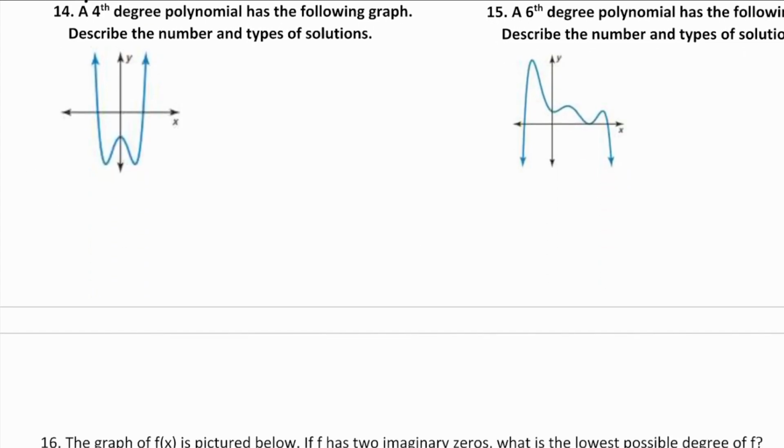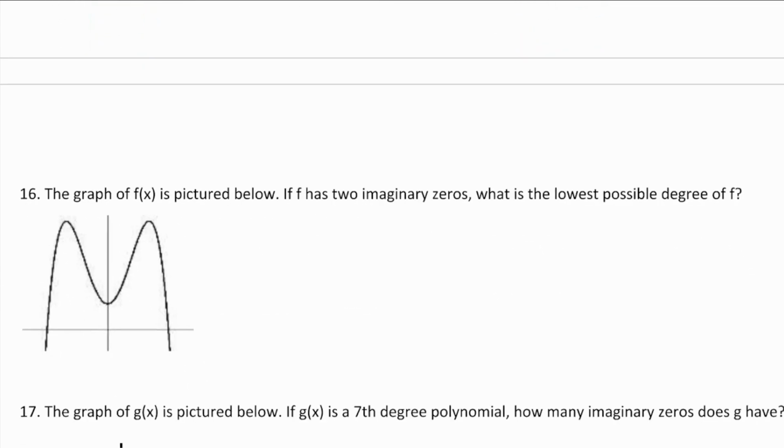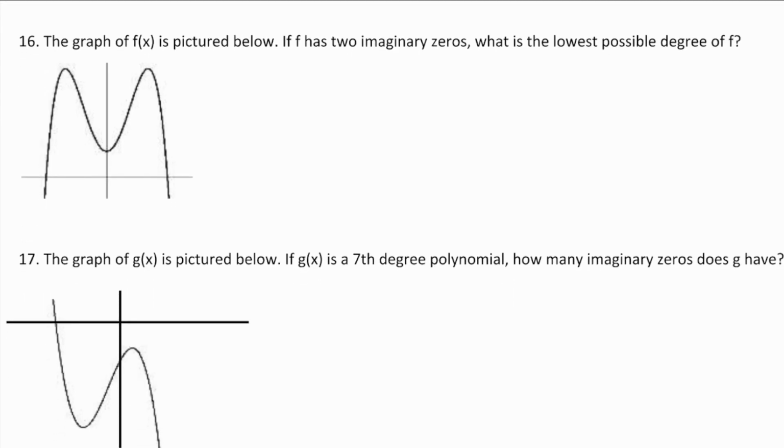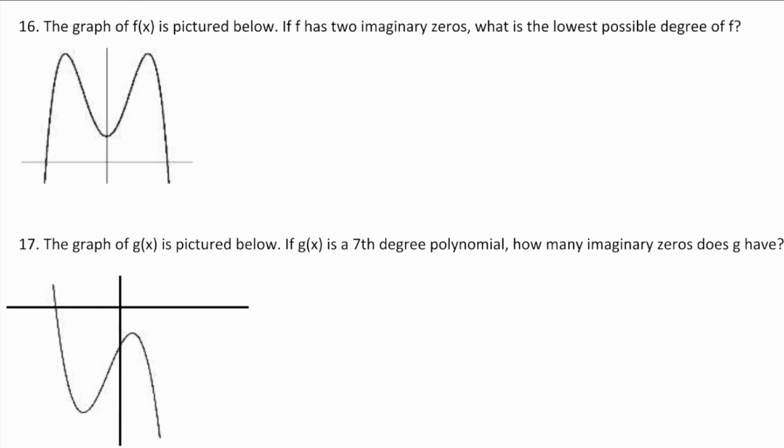All right, here's a 4th-degree polynomial. We already did these two problems. We're just going to move on. The graph of f is pictured below. If f has 2 imaginary zeros, what's the lowest possible degree of f? Okay, so I've got a single root here and a single root there. If there's 2 imaginary roots, that would be degree 4.